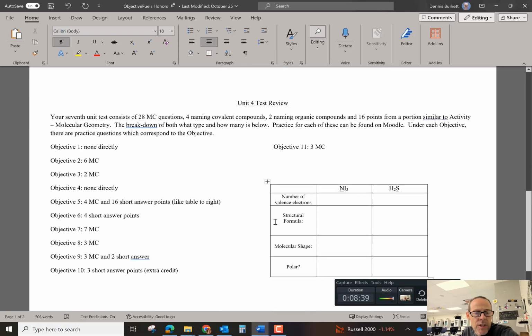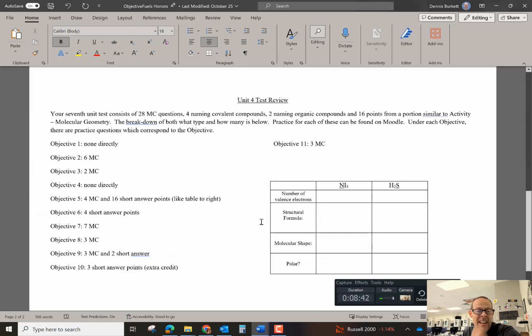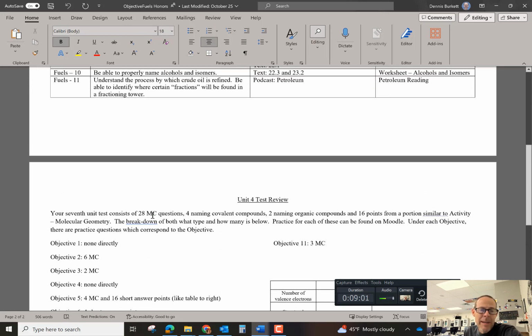Really quickly, if you're going to use this weekend at all to look at the multiple choice, you're going to have this guy right here, except there's going to be 2 more columns with 2 more compounds. So how many dots does it have? What's the structural or Lewis dot? I don't care what you give me here. What's the shape? And is it polar, yes or no? So there's 16 boxes. Each box is 1 point. So 16 short answer.